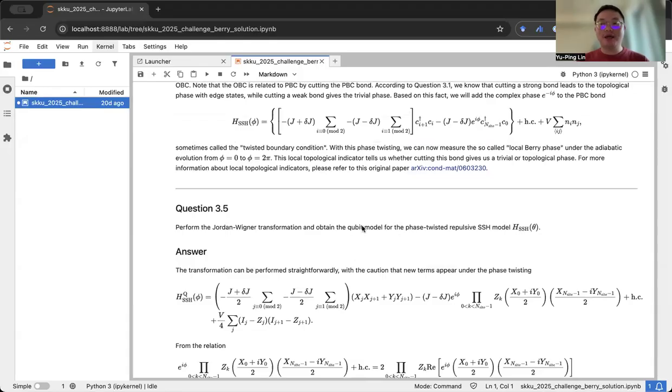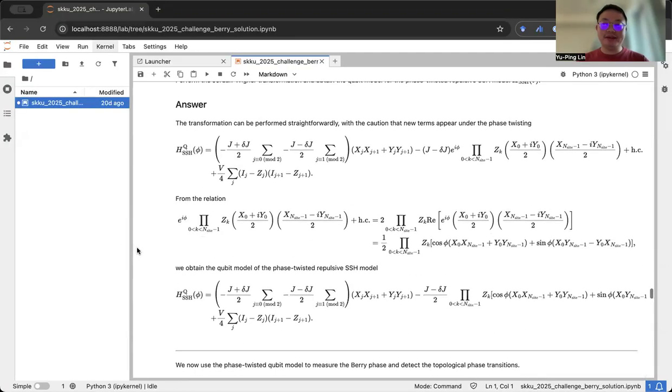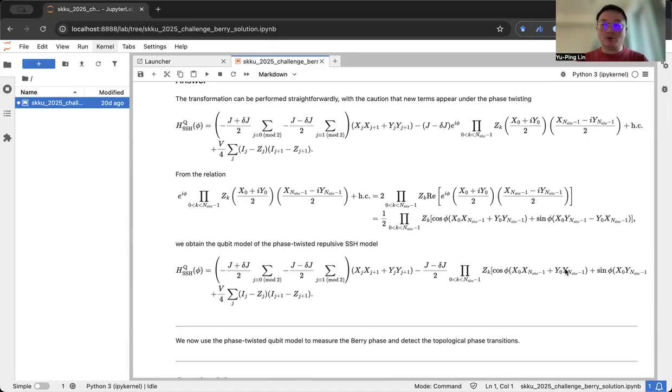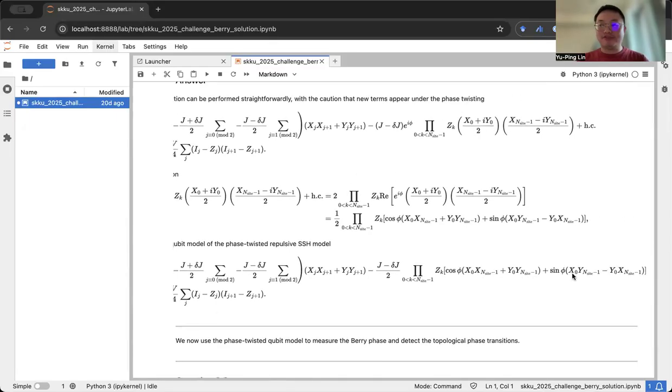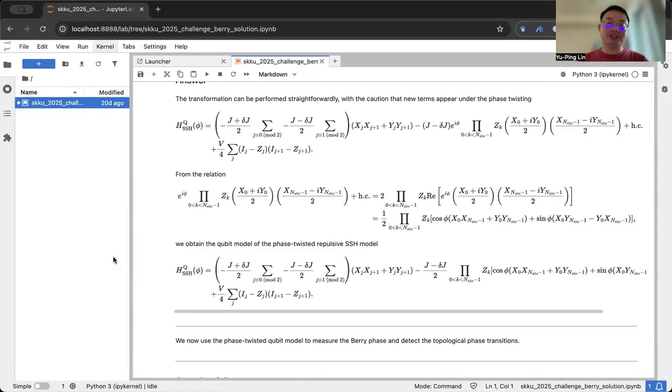Because we have introduced this kind of phase twisting, in question 3.5, I want you to rederive the qubit model of the interacting SSH model. The major change is that for the coupling between the first and last sites, we not only have the XX and YY couplings, we will also have XY and YX couplings, and this is a major change from the Jordan-Wigner transformation. The remaining part of the qubit model is the same as the previous one.